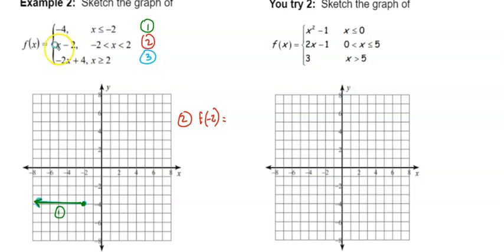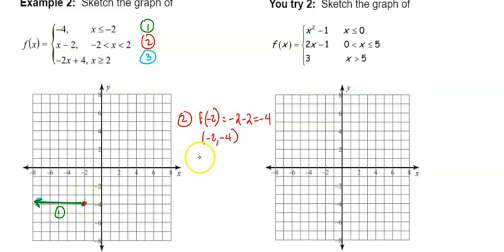So f of -2 is going to be -2 minus 2, which is -4. So I should have a closed dot at -2, -4. All right, which happens to be this endpoint right here. Now, since that one is already closed, we're going to just say it's closed here at this point. All right, so that's our left endpoint.